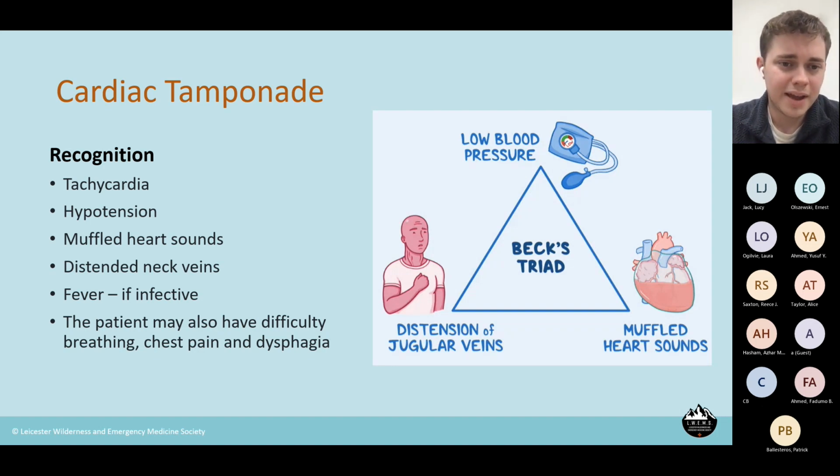And we refer to this main triad of symptoms in tamponade, low blood pressure, muffled heart sounds, and distension of the jugular veins, as Beck's triad. And those are the main three signs that we look out for in cardiac tamponade.